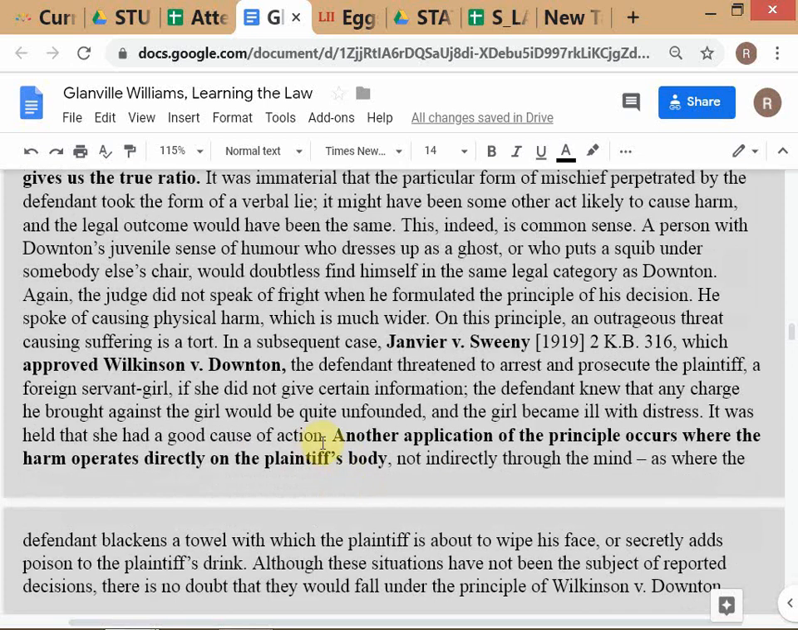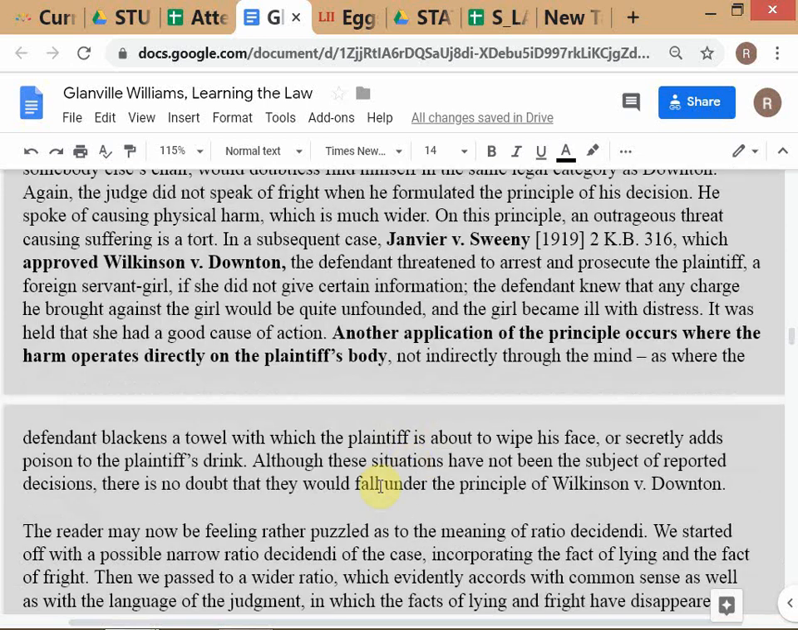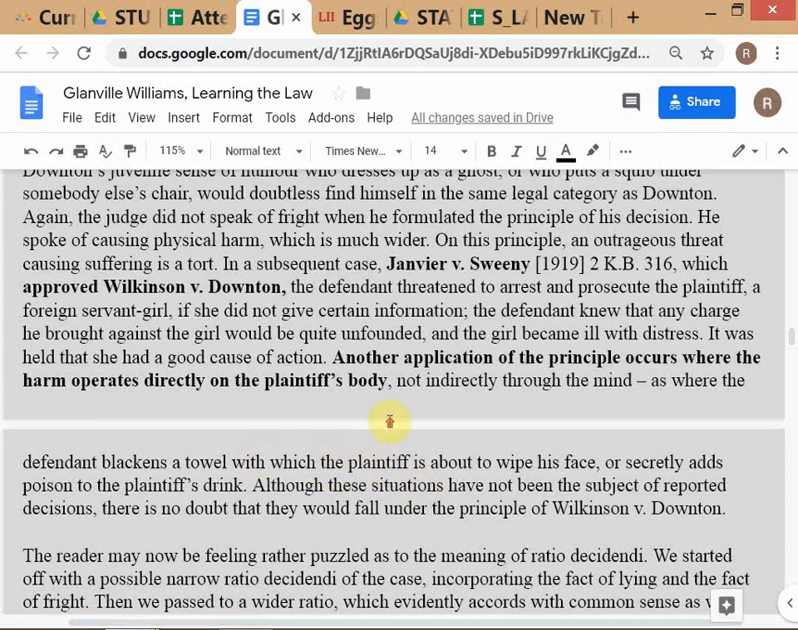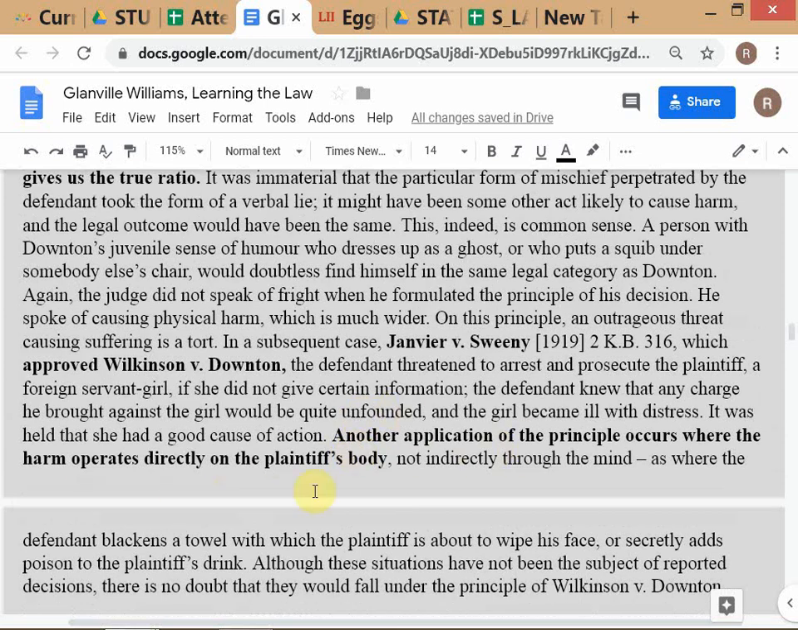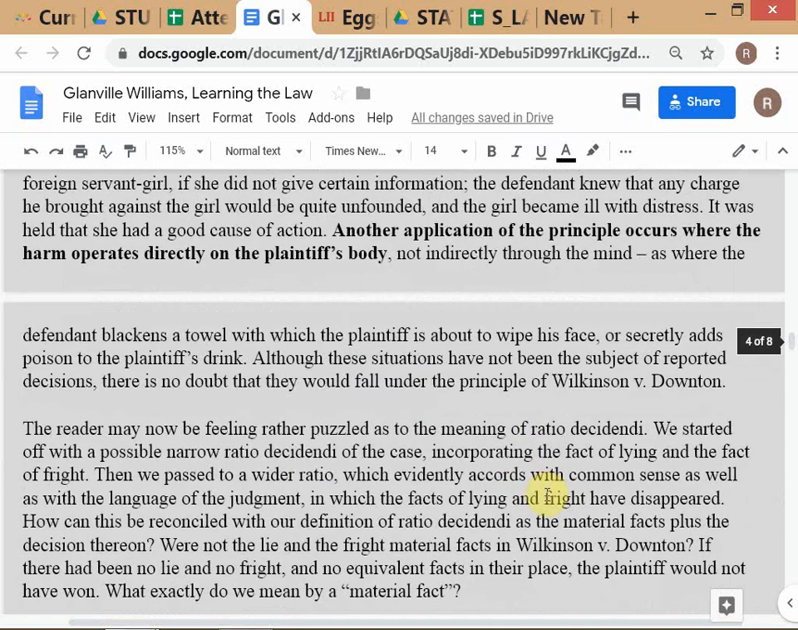The article is not very well organized, so I'm just flipping up and down a little bit. But the point we're trying to dwell on right now is that you can understand the ratio decidendi at various levels of generality. And therefore, the application is either a very wide or a very narrow principle. Here he's talked about how it can apply also, the harm can be directly on the plaintiff's body also.